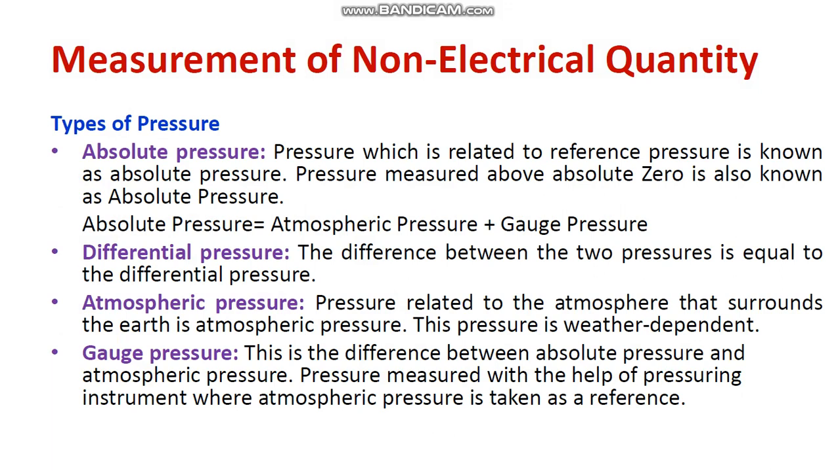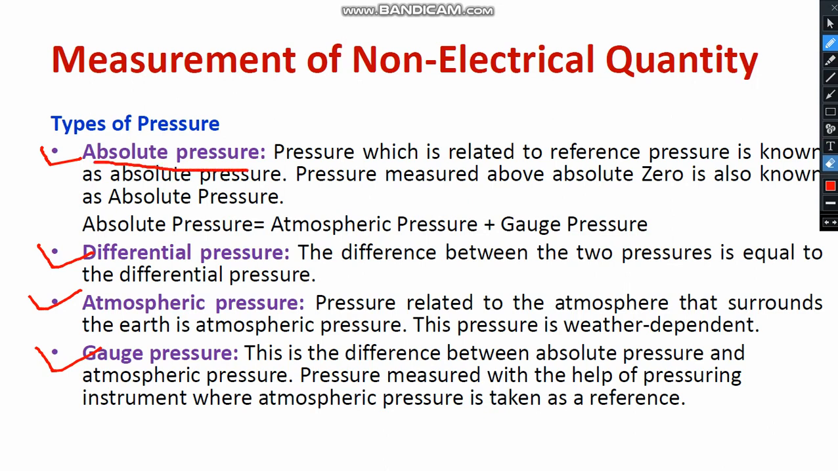There are different types of pressures available. Let's understand what the different types of pressure are. First and foremost is absolute pressure, then differential pressure, atmospheric pressure, gauge pressure, and two more terminologies remaining, that is static and dynamic pressure, which I will let you know afterwards. So first let's understand what you mean by absolute pressure.